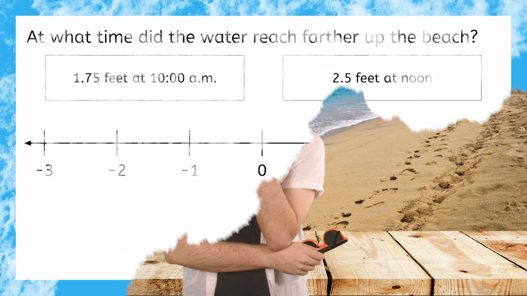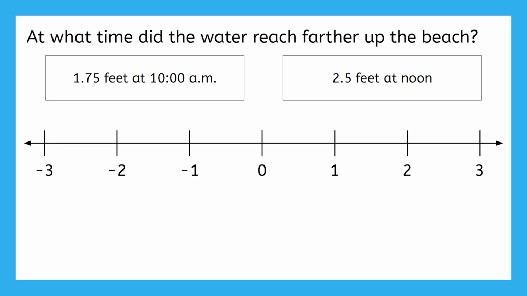So back to the ocean. At 10:30 this morning, the water was generally coming out to about 1.75 feet, according to the signs. By noon, it reached 2.5 feet. At what time did the water reach farther up the beach? Let's figure this out. Feel free to use the number line in your guided notes as a tool that can help you find your answer, check your work, or in any other way you find helpful.